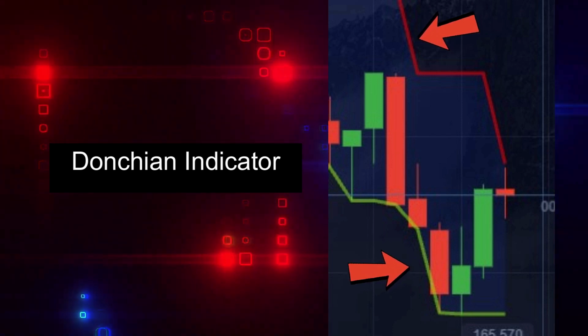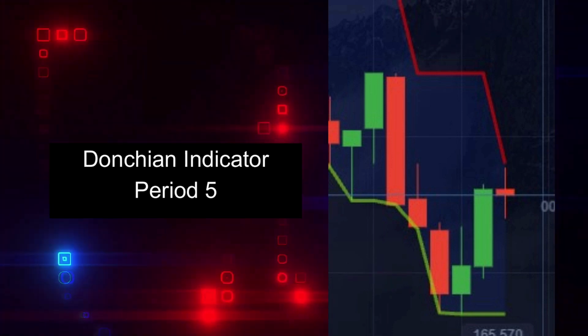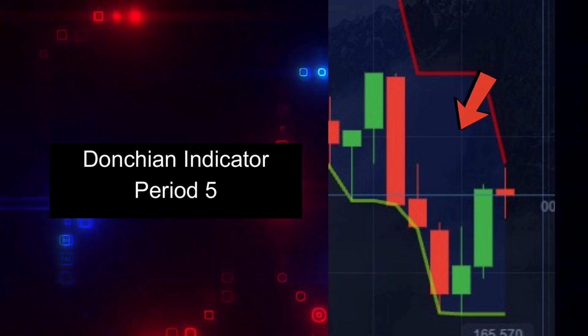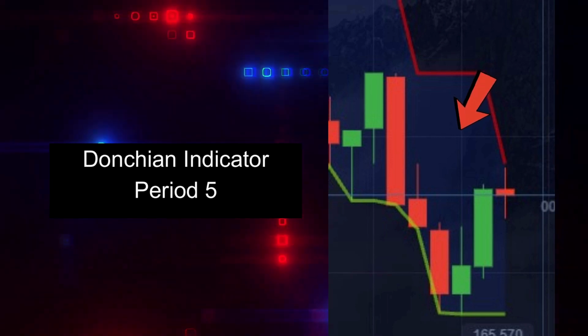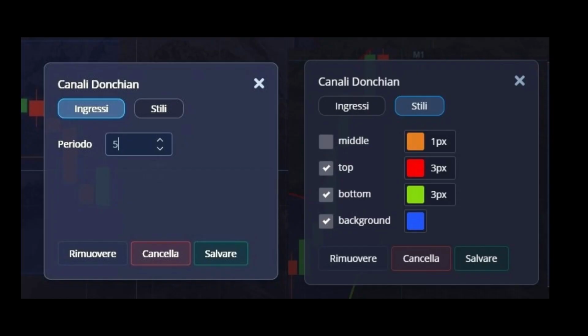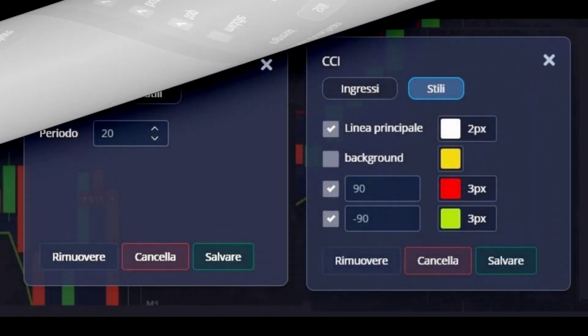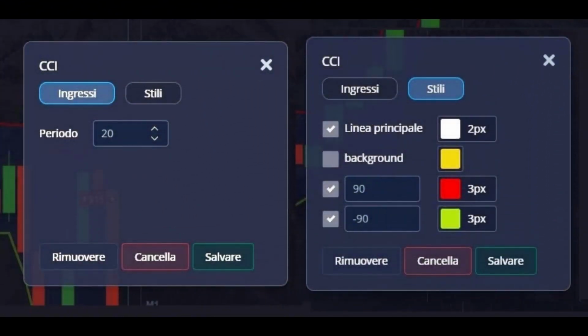Let's add the indicators and adjust their settings as follows. Donchian channel period 5. CCI period 20, with levels set at 90 and minus 90.